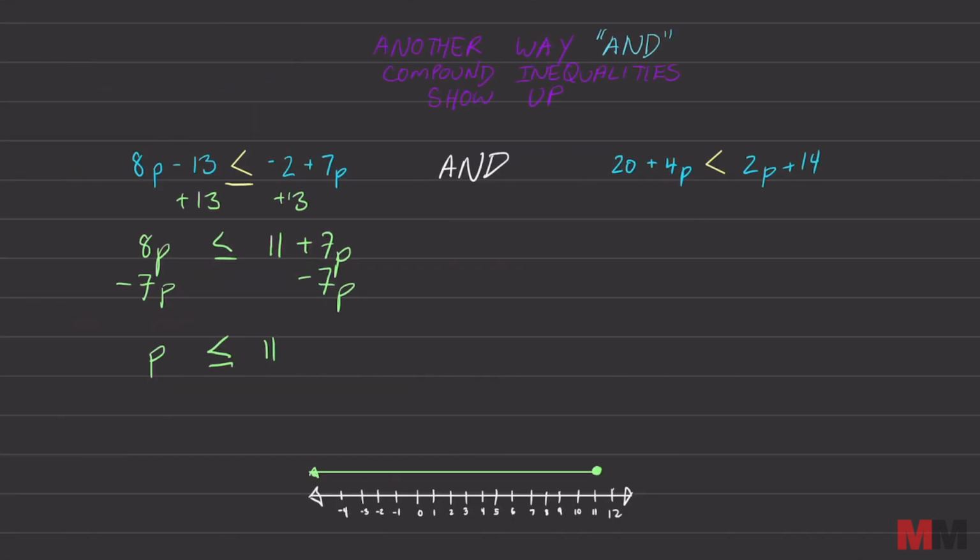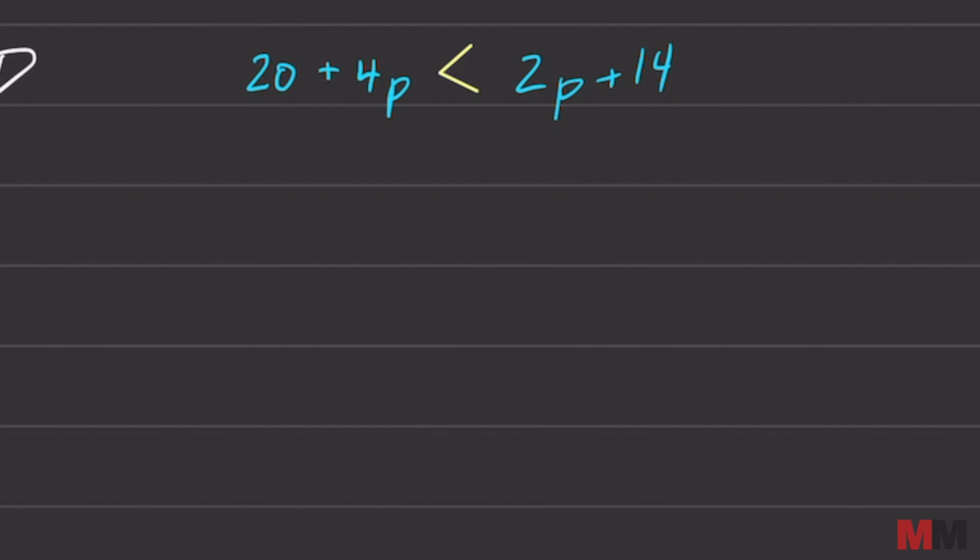Don't graph it in the main graph yet, because you are looking for where they intersect, the area they have in common. Looking at the right inequality, let's bring all the numbers to the right side by subtracting 20. Now I got 4P is less than 2P minus 6. Bring all the P's to the left side.